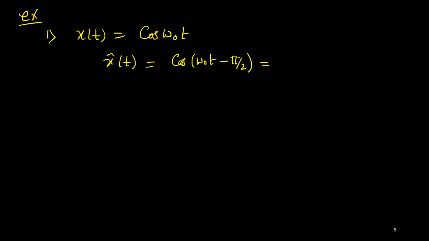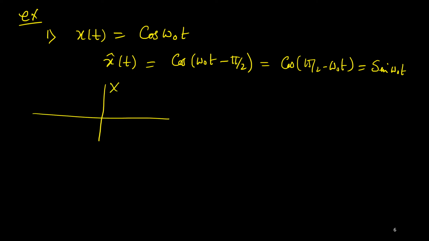So this is simply cos of (pi by 2 minus omega naught t). Pi by 2 minus theta is sine theta, so sine omega naught t. So if I apply cos omega naught t in the Hilbert transform, the output is sine omega naught t, a 90-degree phase lag.